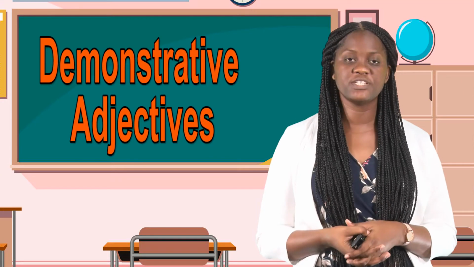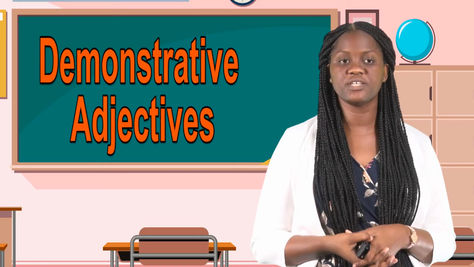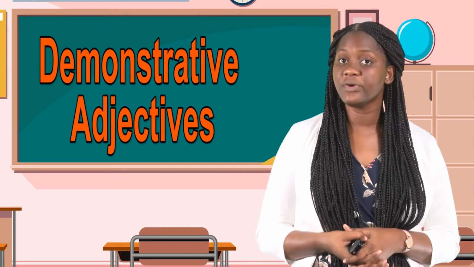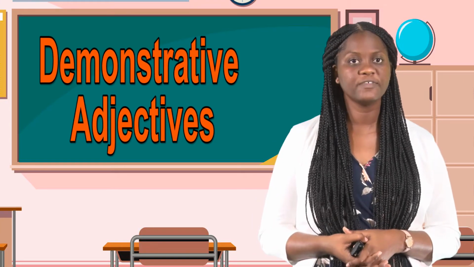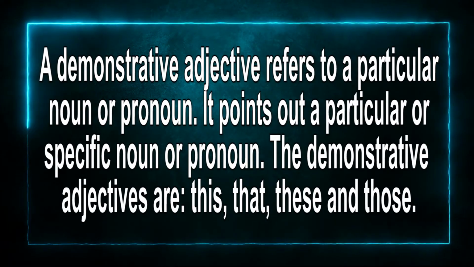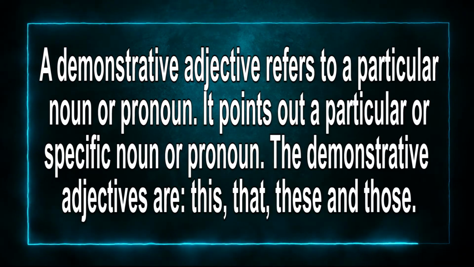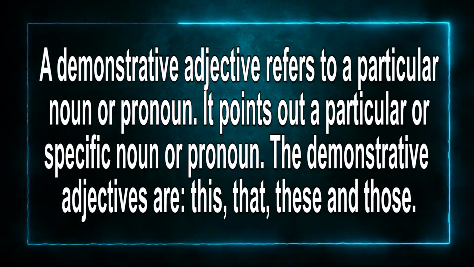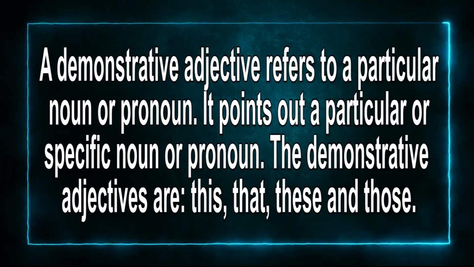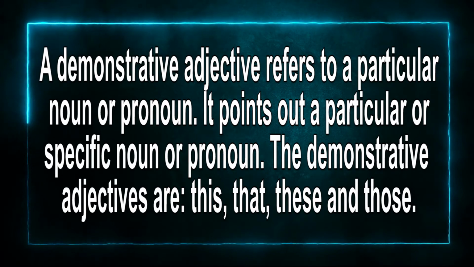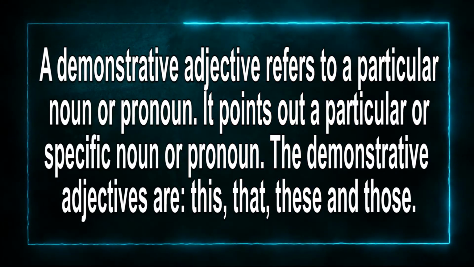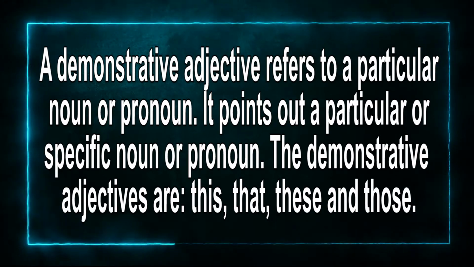Another type of adjective is demonstrative adjectives. I'm sure you remember this word when we were looking at pronouns. However, let's zoom in here. A demonstrative adjective refers to a particular noun or pronoun. It points out a particular or specific noun or pronoun. The demonstrative adjectives are this, that, these, and those.